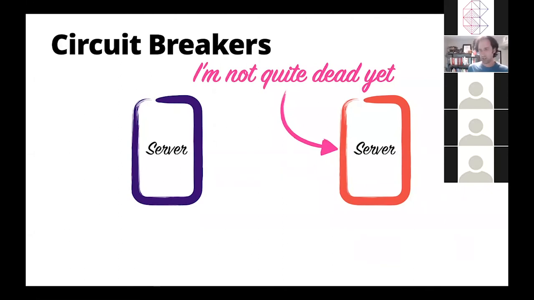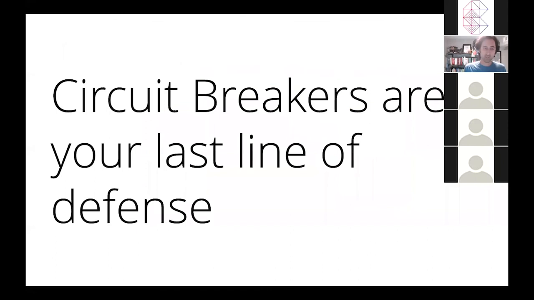And they're sort of a sledgehammer when it comes to solving these cascading failures. They're really good at that and you should use them. But I would say that circuit breakers are really your last line of defense, because you want to be able to adapt to the landscape a little faster.